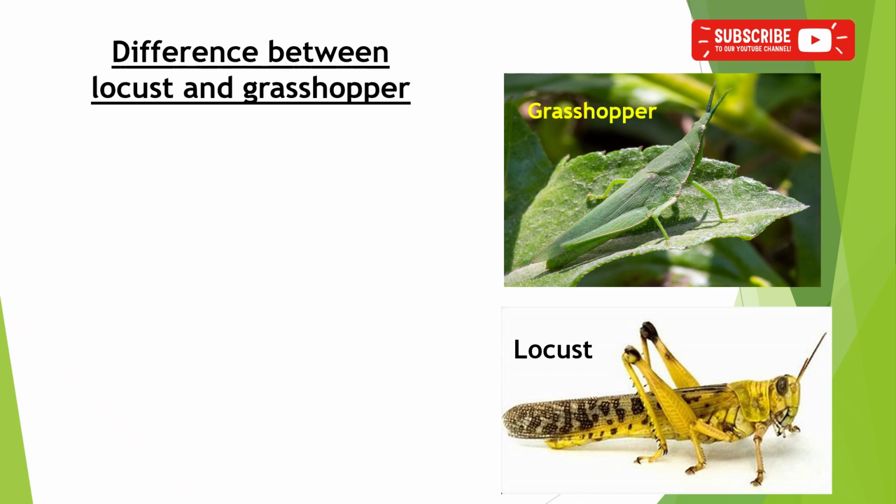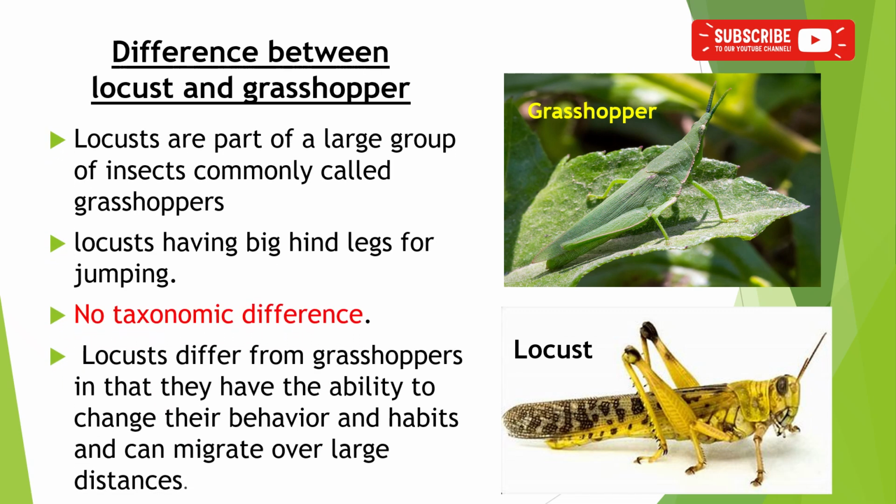What is the difference between the locust and grasshopper? There is no taxonomic difference between locusts and grasshoppers, but locusts are a large group of insects, commonly of grasshoppers. In the locust, the hind legs are big compared to grasshoppers, for jumping or swarming purposes. Locusts have an ability to change their behavior and habits, and they can migrate over a large distance.